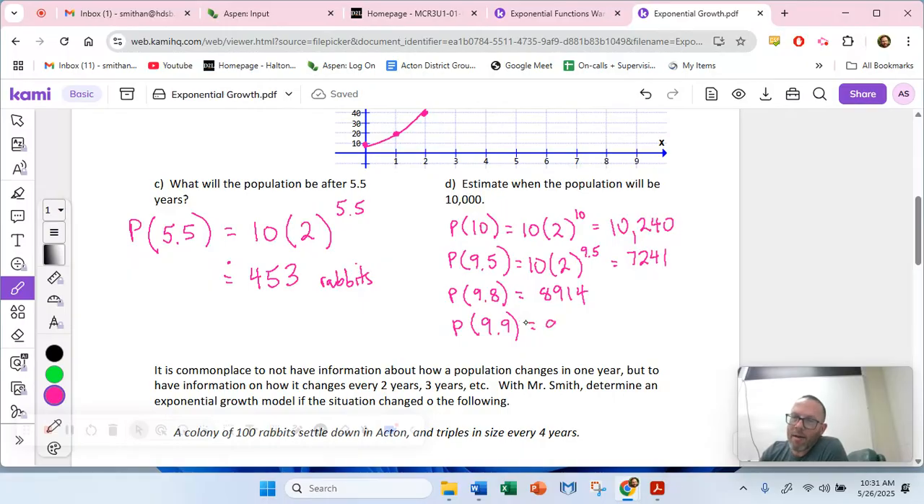All right, I got 9,554. So unless we wanted to go to even higher accuracy, which one's closer to 10,000? Is it 9.9 years that we're closest, or is it 10 years we're closest? It's 10 years. This number is closer to 10,000. So we're done. We can just say about 10 years.